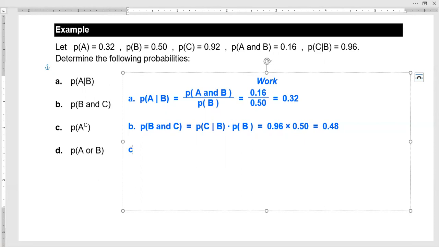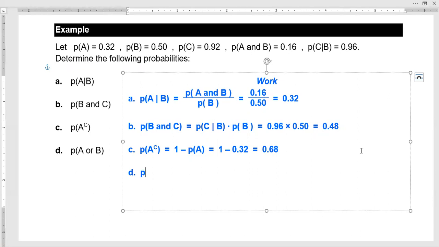All right, so let's walk through part C. Now, one of the things that's tricky about this one is that remember that this thing that kind of looks like an exponent has absolutely nothing to do with the event called C. This little c here that looks like an exponent means complement, and our formula for complement is 1 minus the probability of the event itself. So to find the probability of the complement of A, I'm going to do 1 minus 0.32. And that's going to give me 0.68.